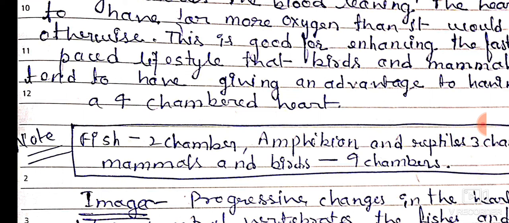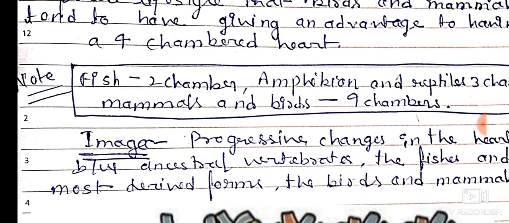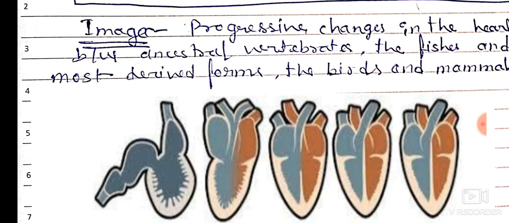First is the right and left ventricle. Second, note, fish have a two chamber heart. Amphibians and reptiles have a three chambered heart, and mammals and birds have a four chambered heart. This image shows the progressive changes in the heart between ancestral vertebrates, the fishes, and the most derived, the birds and mammals.